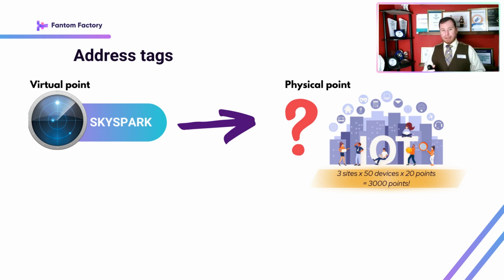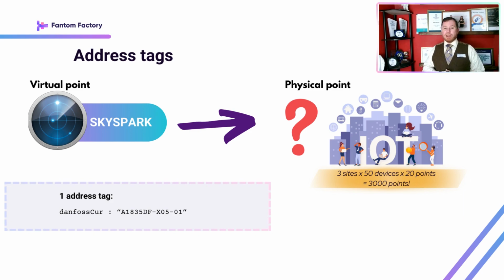So before we go about fetching a current value, before we even think about communication protocols or decoding data structures, we first have to work out which one of these 3,000 points our virtual point relates to. And for this, SkySpark gives us an address tag, but really only the one address tag. And this address tag only has the one value. And in this value, we have to store all the identifying information that we need to identify our physical point.